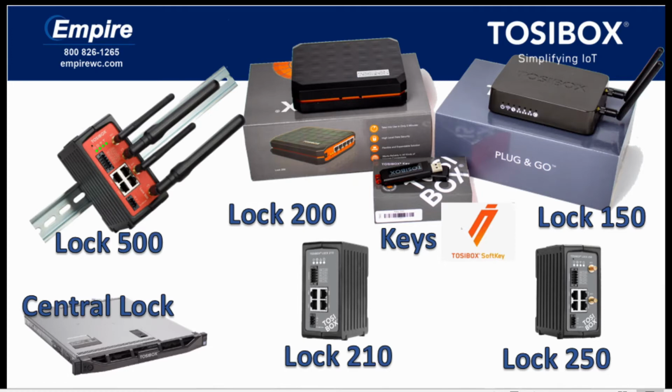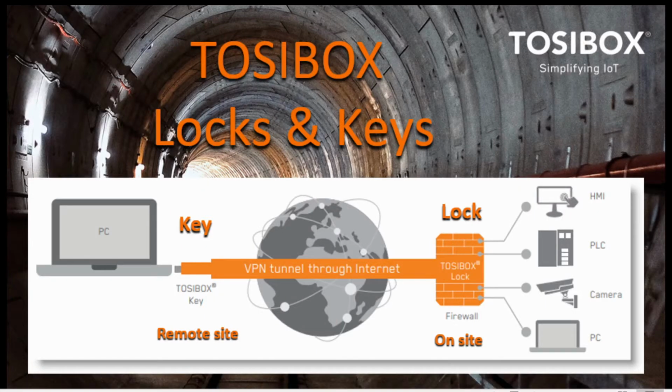In the upper right hand corner, you have the Lock 150. And then moving to the middle, you have the Lock 200. Just below that is the Lock 210. And then to the right of that is the Lock 250. And then over on the left hand corner, you have the Lock 500, and then just below it, the big daddy of them all, the central lock. So let's take a closer look at the locks and the available locks that we have.